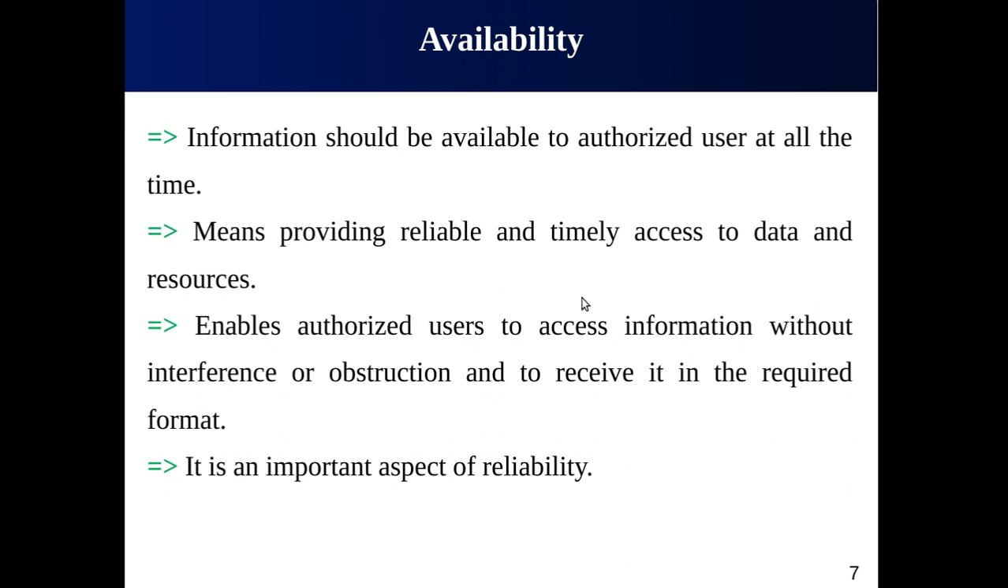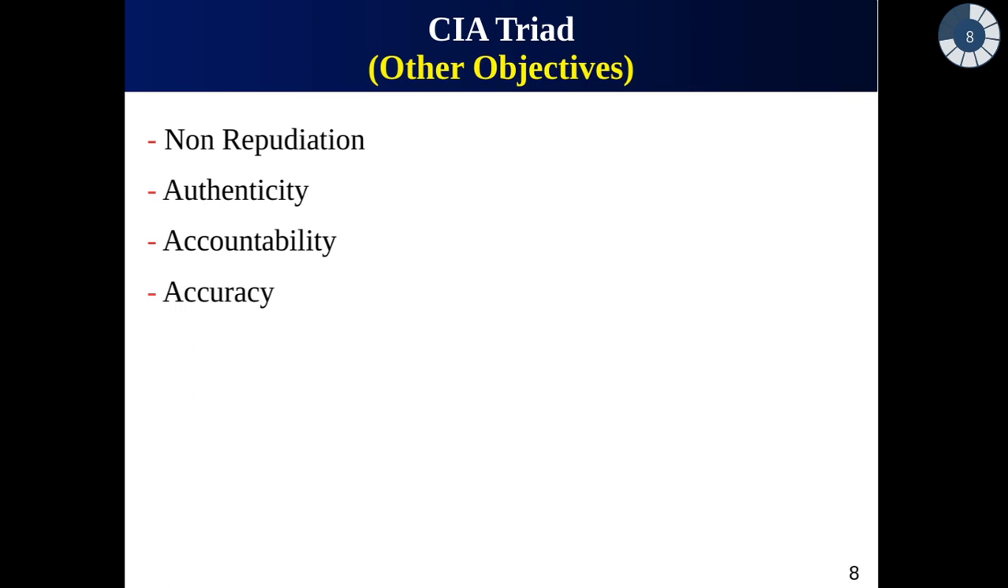Okay, so these three were the basic principles: confidentiality, integrity, and availability. We also have some other objectives. Because the systems are evolving, complex systems and complex networks exist in today's world, and we need more objectives. Some of the more security-related objectives, or you can say security triads, are non-repudiation, authenticity, accountability, and accuracy. Let me shortly explain them.